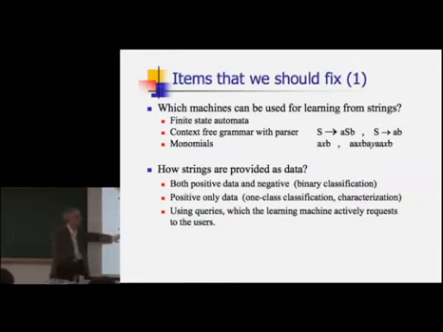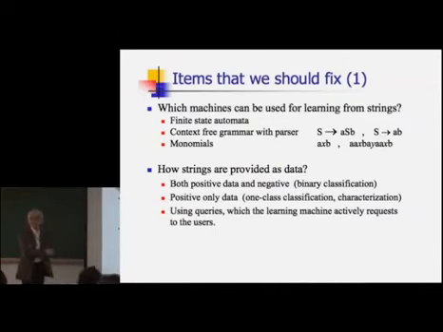This is a somewhat easy case. But a more difficult but interesting case is positive data only. We just provide positive data only. The machine must characterize the data to find the regularity of the positive data. And recently, such learning is called one-class classification or something like that, or characterization.